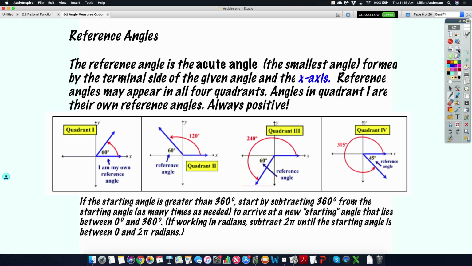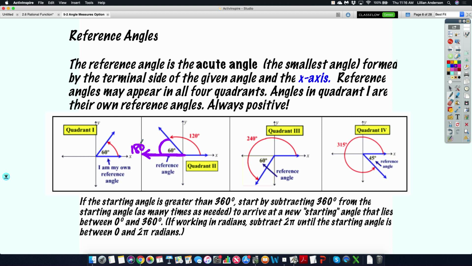Quadrant 1. There's an angle that's in the first quadrant. Its reference angle is the measure of that angle. But if you have an angle in quadrant 2, represented by the 120 degrees, the reference angle is, again, the acute angle between the terminal side and the x-axis. It's always acute. What angle measure do you think this is right here on the negative x-axis? How many degrees is that? If I go from here to here, how many degrees is that? 180, half of a circle, right? So 60 comes from doing 180 minus 120, the remainder to get there.